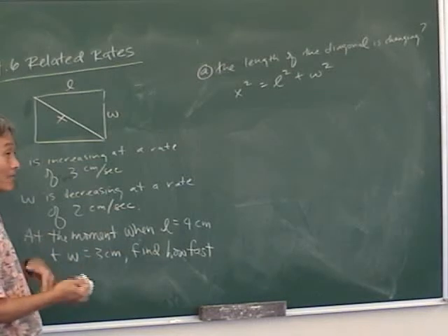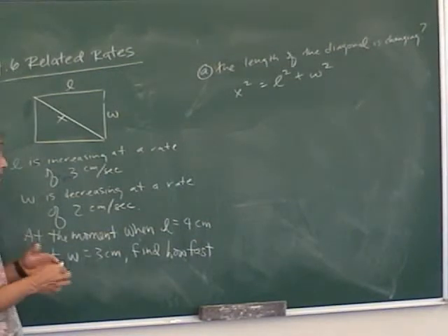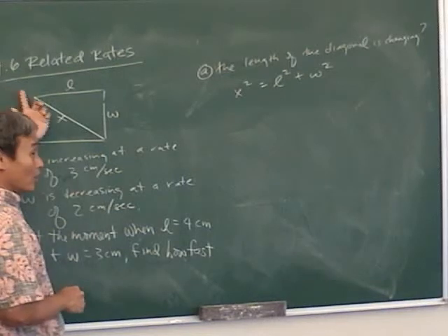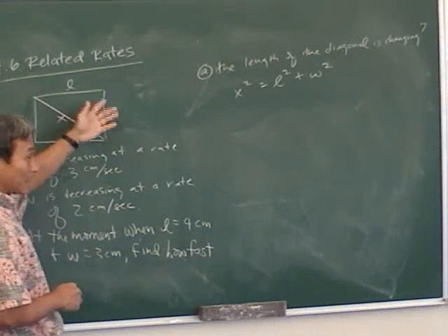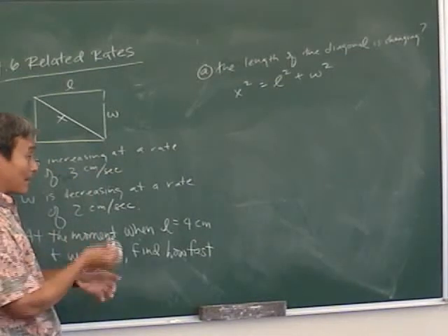The derivative tells you the rate at which something is changing. That's what a derivative is. It's a rate. So what we have to do is take the derivative with respect to time. As opposed to 4.4, where we took the derivative with respect to the independent variable, now we're going to take the derivative with respect to time.